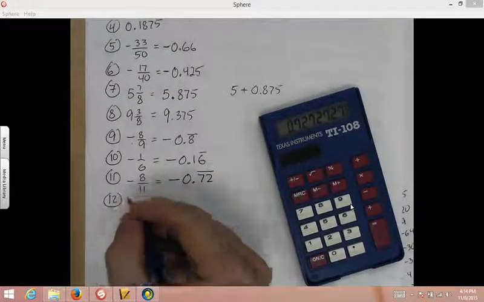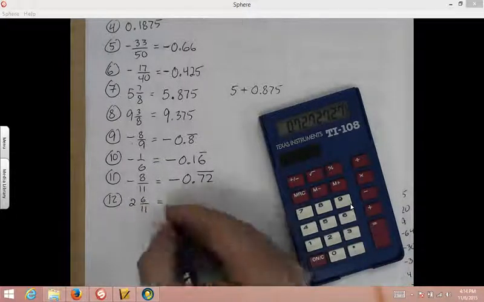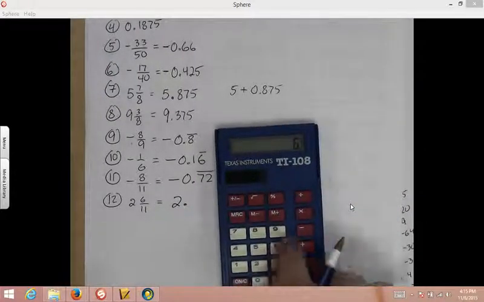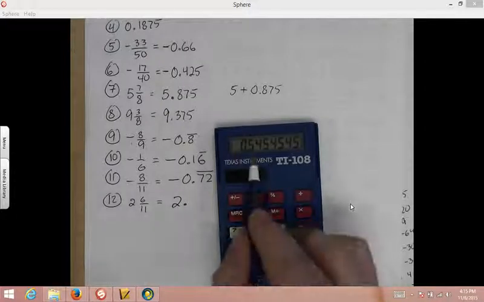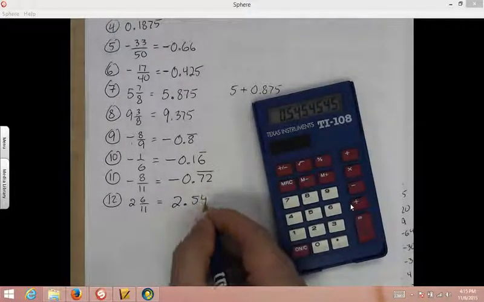And for number 12, I got 2 6/11. So I know it's going to be 2 point, and whatever that equals. So I got 6 divided by 11. And I get 5 4 5 4. Okay, so 5 4, bar notation over that.